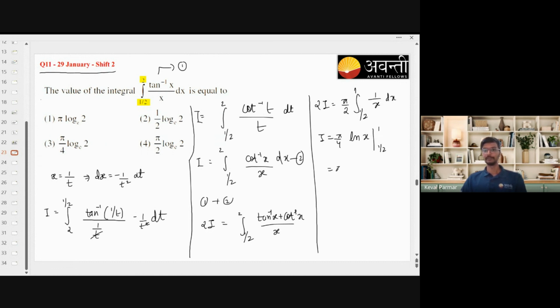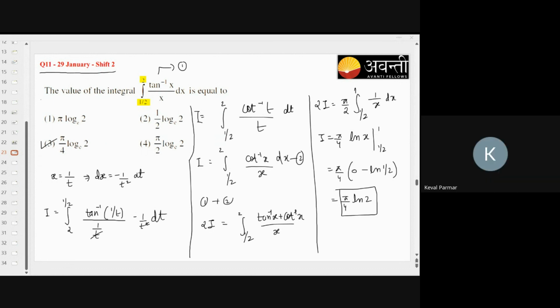So if we do upper limit minus lower limit, I think we'll get 0 minus ln half. And by the property of log, I can write it as plus ln 2. So we'll get pi by 4 ln 2. Is that an answer? Yeah, pi by 4 ln 2. It is option number 3. I hope it is clear. So option number 3 is our correct answer.